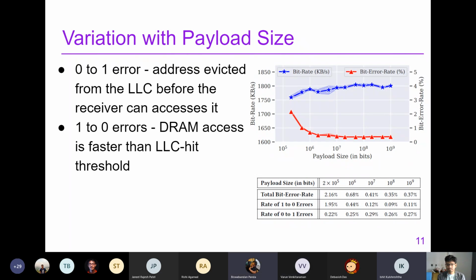Yeah, but all these attack papers are on real systems. Even the previous paper that Rajib presented is also on a real system. On a simulator, you will find 100% accuracy and a super high bit rate. There won't be any noise, right?